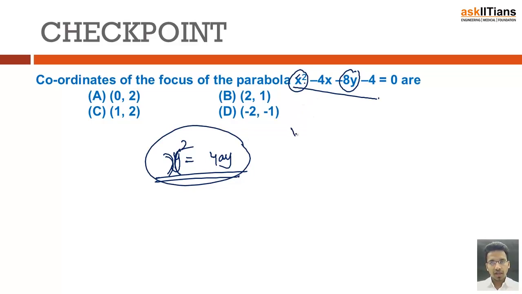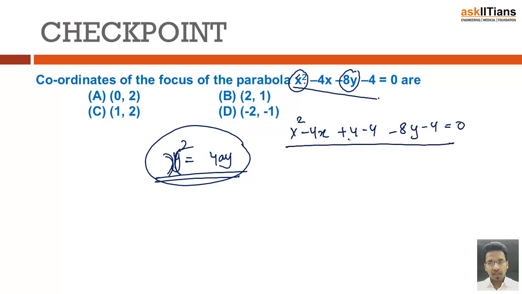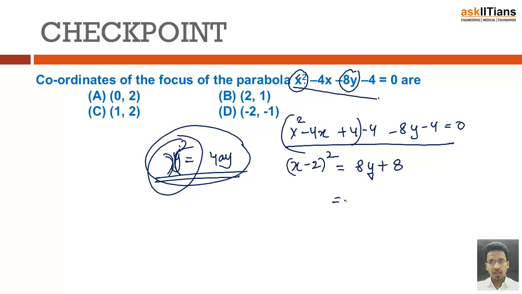Clearly, looking at this, x square minus 4x, if I add and subtract 4, I get x minus 2 whole square on the left hand side, and this much I have used. So on the right hand side, I'll take 8y plus 8. I'll try to take 4 outside, or we can take 8 common. So 8 times y plus 1.